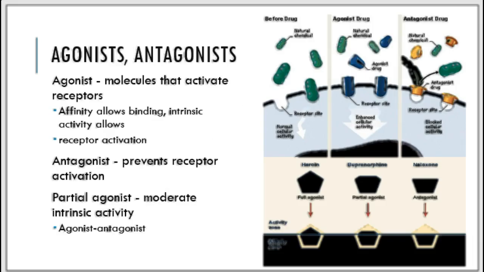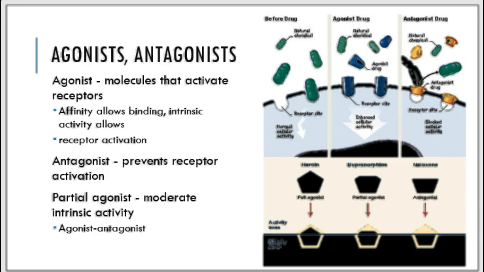Okay, so on to agonists and antagonists. The agonist effect is where the molecules are going to be activating receptors. The affinity allows them to bind to those receptors and cause an activity. The receptors are activated, and it makes something happen. An antagonist prevents receptor activation. And a partial agonist is moderate, with different kinds of partial intrinsic activity, so it can act as both agonist and antagonist.